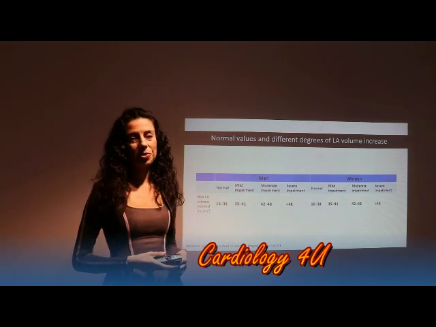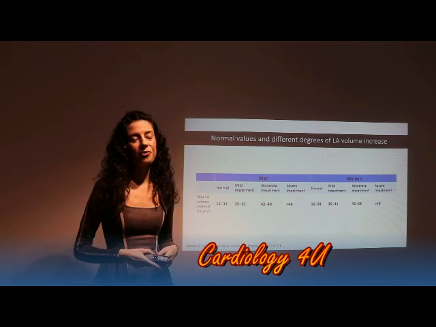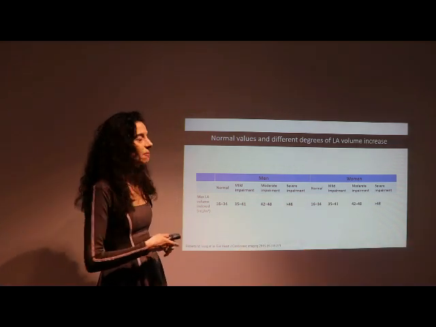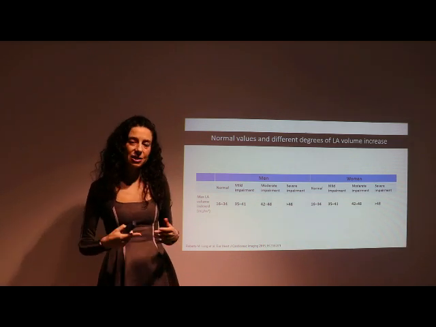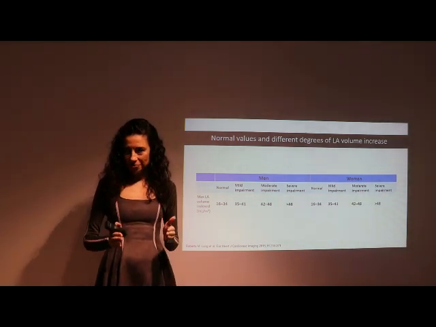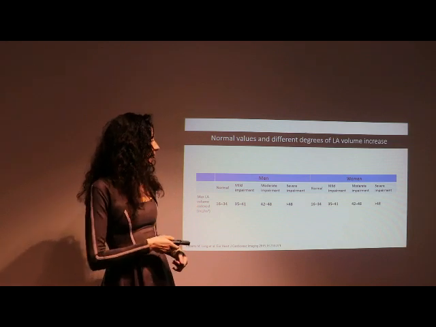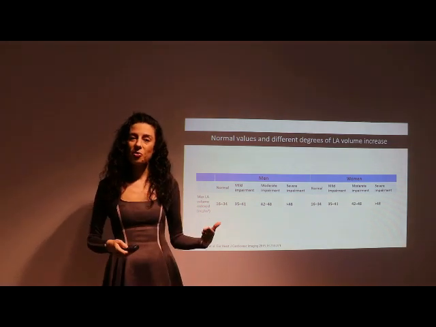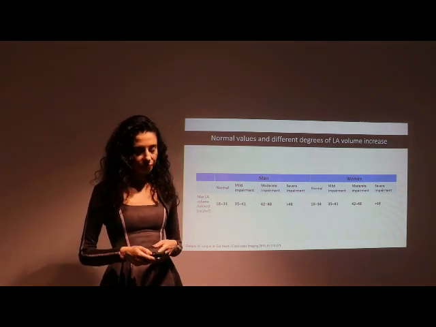We speak about a mild impairment of left atrial maximal volume when we have this volume in the range between 35 and 41. Then we speak about a moderate impairment when we have this volume between 42 and 48, and of severe impairment when we have this volume over 48.